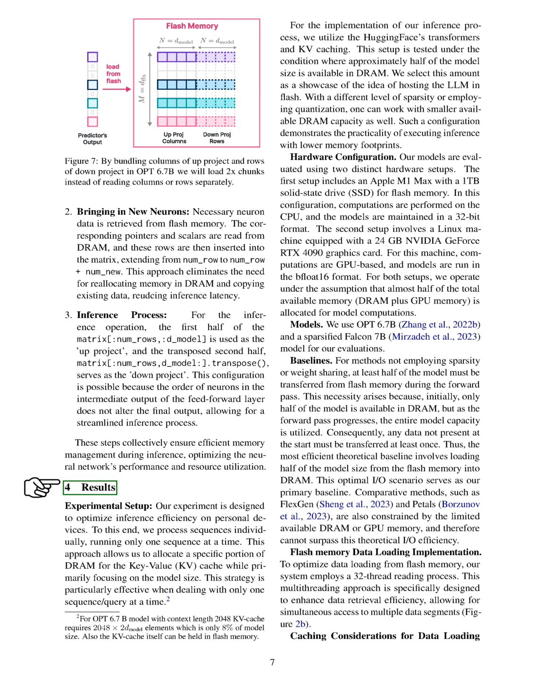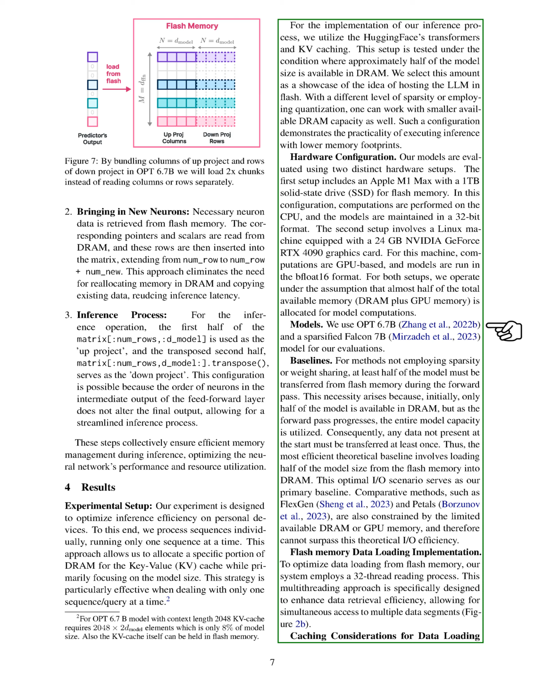Section. Results. We've designed an experiment to improve the efficiency of inference on personal devices. We process each sequence individually, which allows us to allocate a specific portion of DRAM for the key value, KV, cache while focusing mainly on the model size. This method is especially effective when dealing with one sequence or query at a time. We use Hugging Face's transformers and KV caching for our inference process. We test this setup under conditions where about half of the model size is available in DRAM. This demonstrates the practicality of running inference with lower memory footprints.